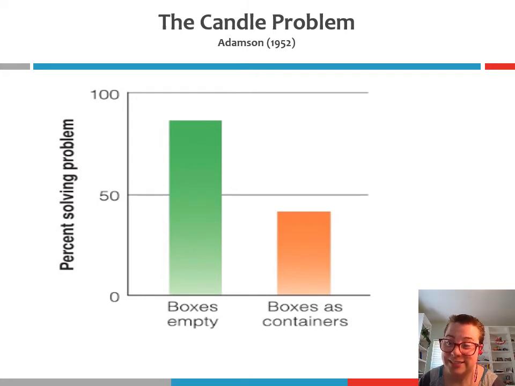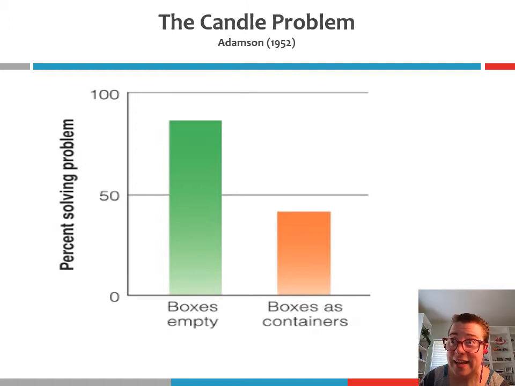So they were given the matches and the candles and the tacks, but they were outside of the boxes, right? So they received candles, matches, and tacks, and then 3 empty boxes. And what the researcher found is that when he compared the performance on this particular problem between those two groups, he found that the group that had been presented with the boxes being used as containers found the problem much more difficult to solve than the group that was presented with the empty boxes, right?